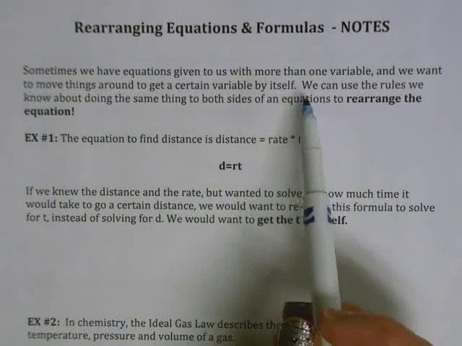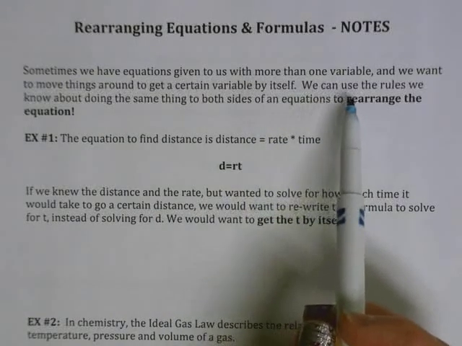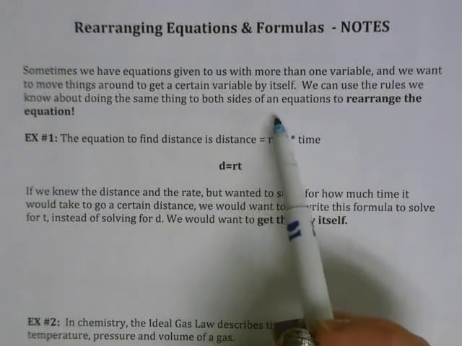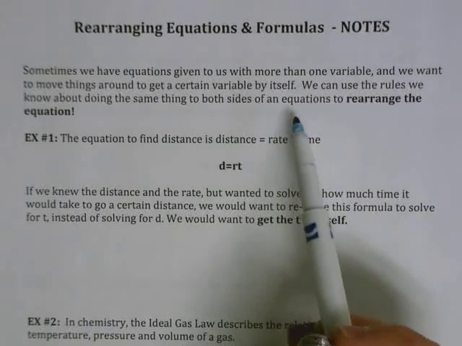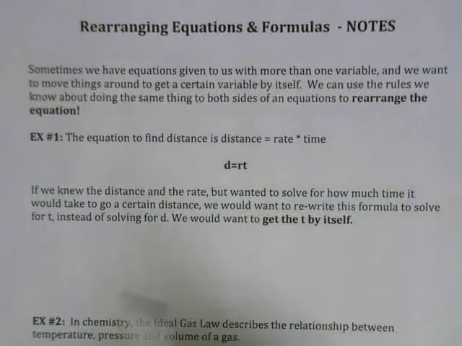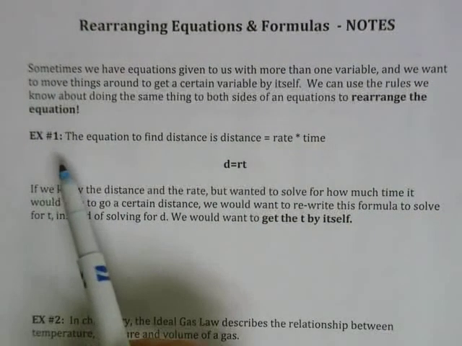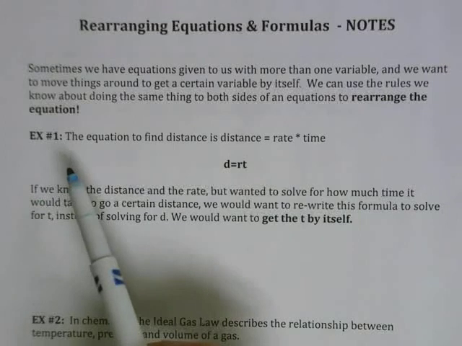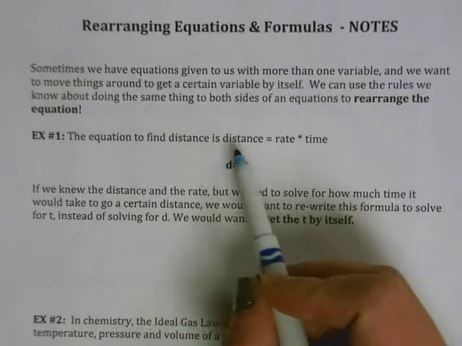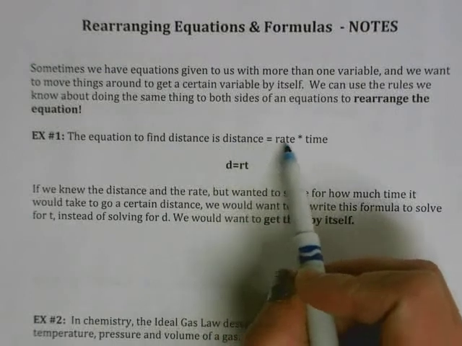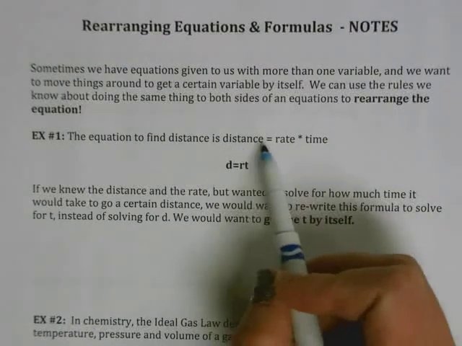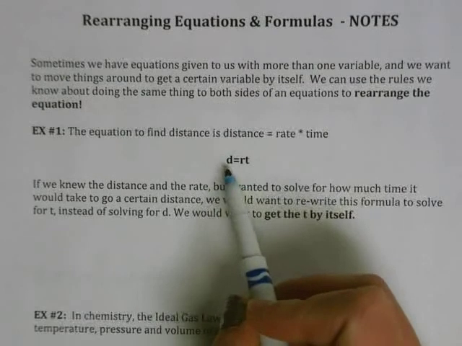So all we need to remember is that we know the rules about doing the same thing to both sides of an equation, and we can use that even when we have more than one variable. So we're going to do that to rearrange some equations today. And the first example is actually a distance formula. We're looking at if you wanted to find how far you traveled. The formula to do that, the equation, is your distance is going to equal your rate, your speed, times how long you go that speed, times your time. So that's an equation where you could use it to find the d, distance.